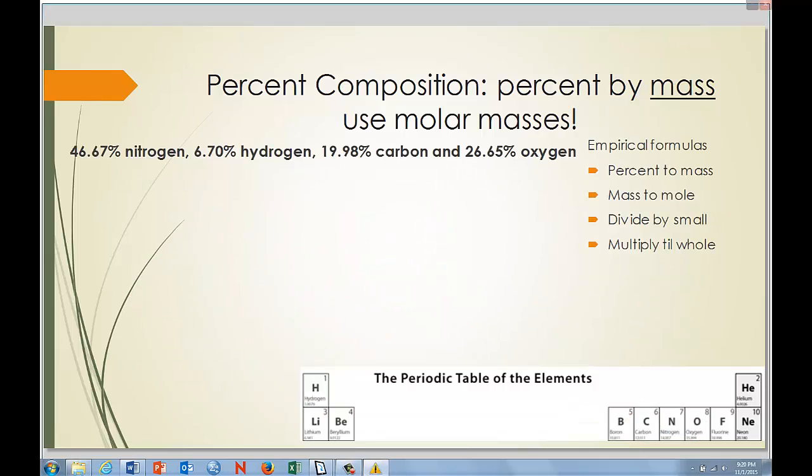All right, so let's try that again. We have 4 of them this time: nitrogen, hydrogen, carbon, and oxygen. So 46.67 grams of nitrogen, 6.70 grams of hydrogen, 19.98 grams of carbon, and 26.65 grams of oxygen.